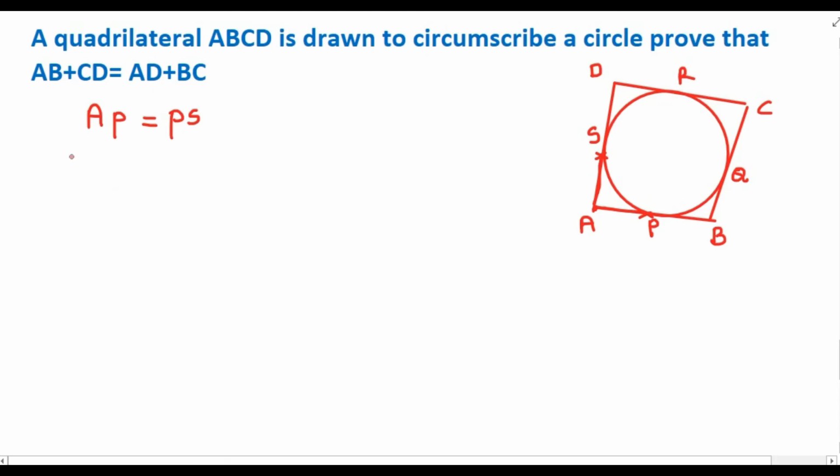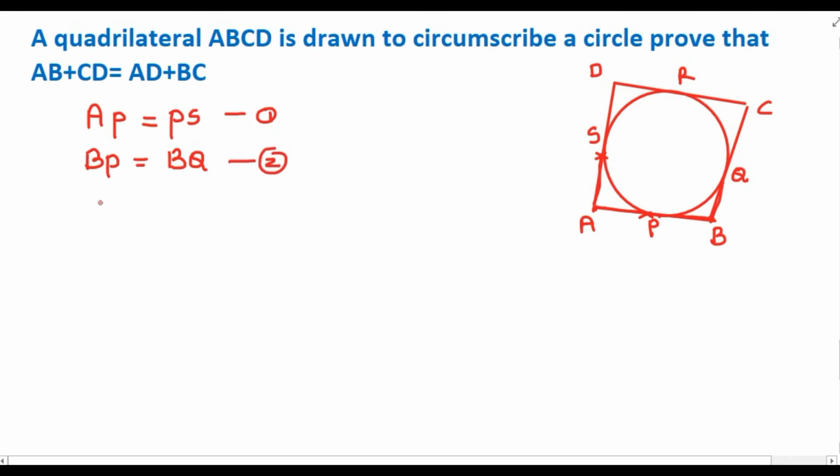The same way I can write BP equal to BQ. Here also B is an external point to the circle. BP and BQ are two tangents to the circle from the external point B, and BP is a tangent to the circle because it touches the circle at only one point, that is P. Same way BQ is also a tangent to the circle because it touches the circle at one point Q. So the lengths of the tangents drawn from the external point to the circle are equal. So BP equals BQ. I am giving this equation number 1, this equation number 2.